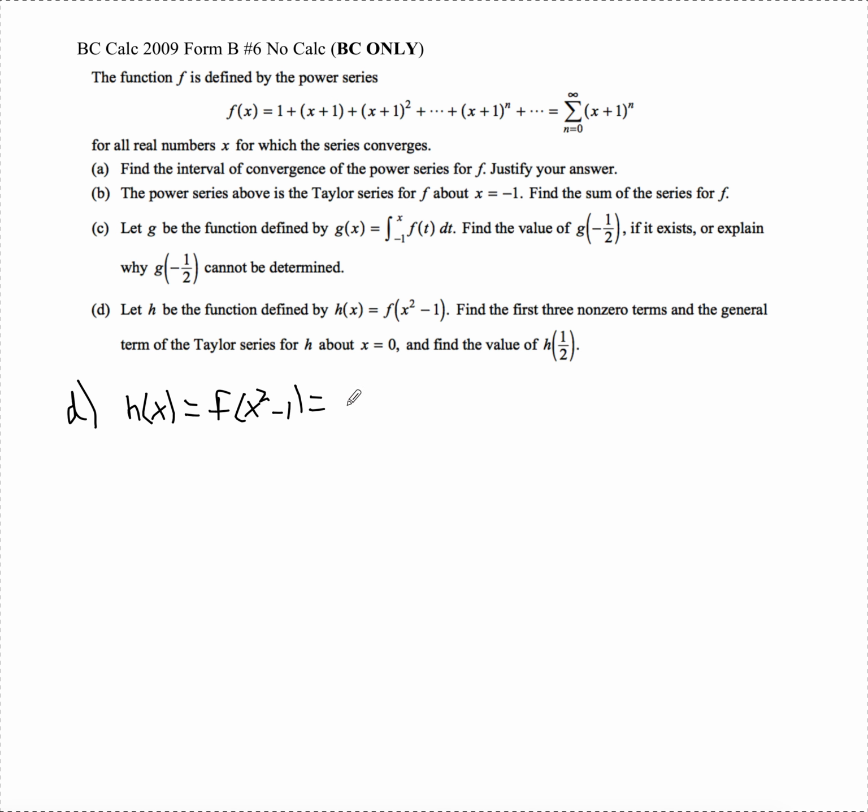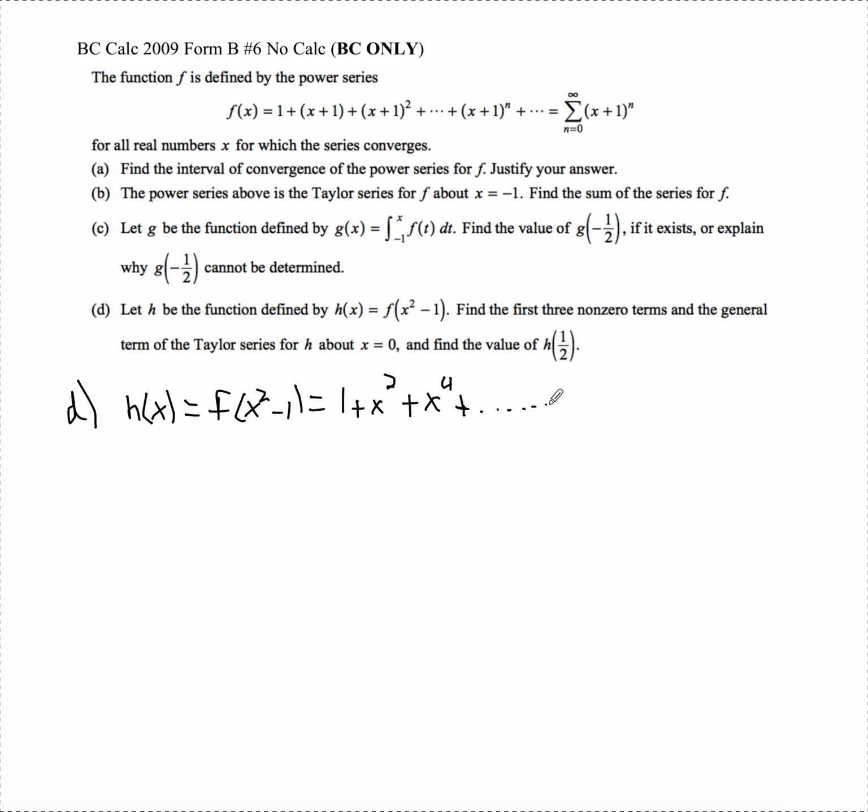So I go to my first term, that'd be 1, plus I go to my next term for f, I plug in x squared minus 1. So x squared minus 1 plus 1 will simply leave me with x squared. Plus, then I substitute x squared minus 1 in for my next term. x squared minus 1 plus 1, the 1's cancel out, I get x squared squared. So x to the 4th. And I could keep this pattern up, right? But all they wanted was the first 3 non-zero terms and then the general term.